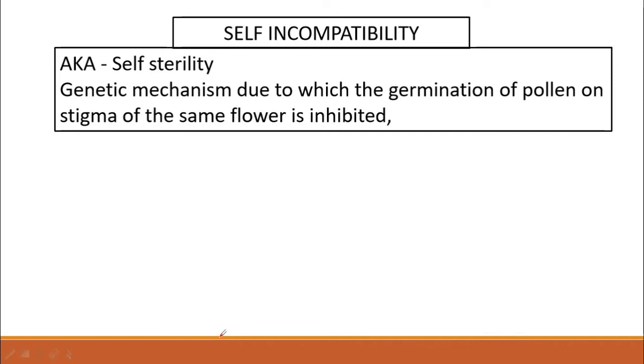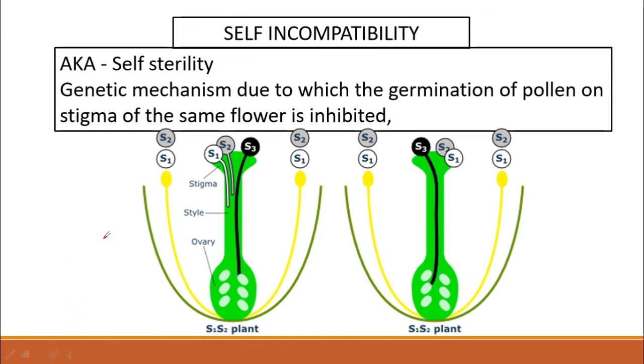So what would happen? Let's take an example. S1 and S2, and S1 and S2. These are the pollen grains of the same flower and this is also the stigma of the same flower. Whereas S3 is the pollen grain of a different flower. So you can see here the pollen tube formed by S3 is rapidly produced as compared to that of S1 and S2.